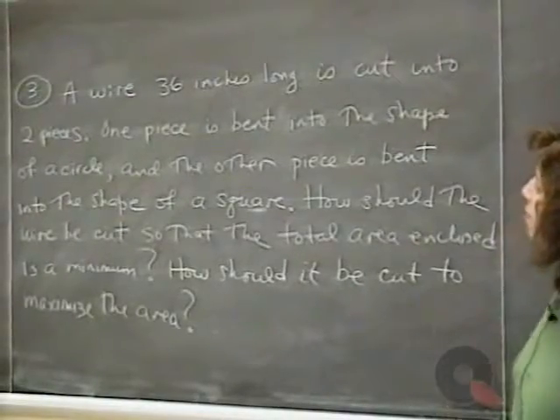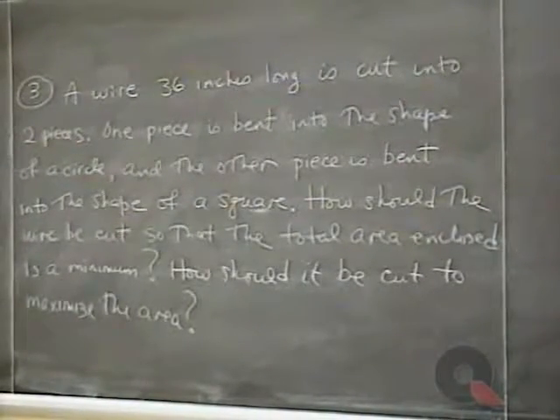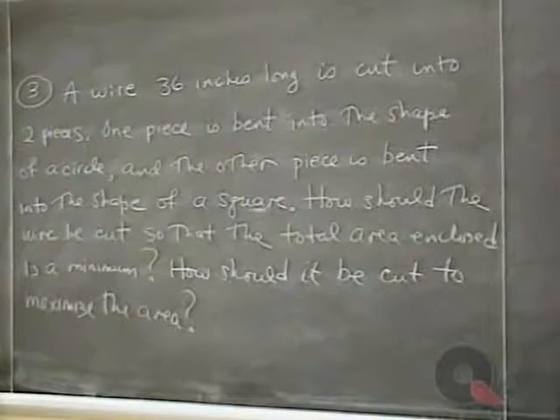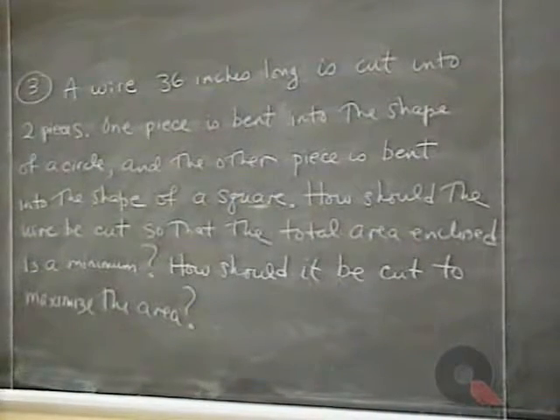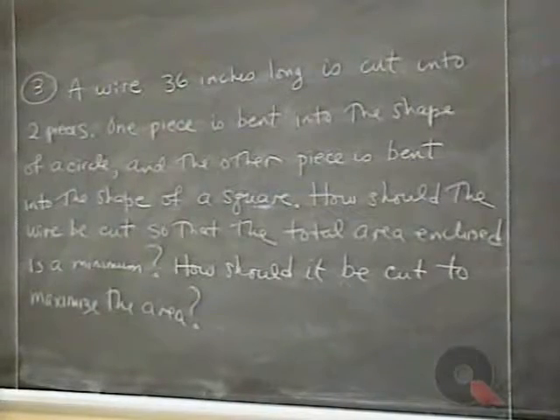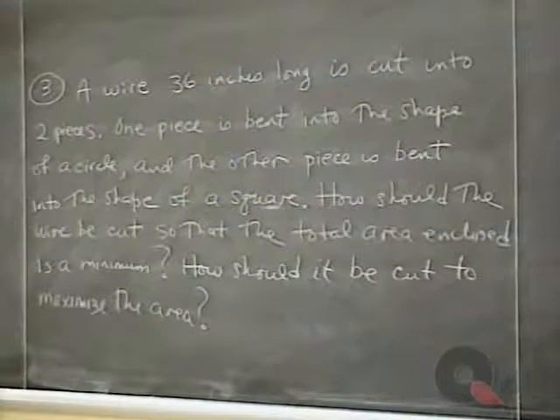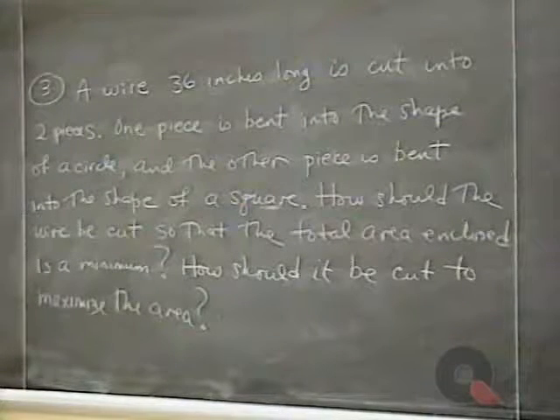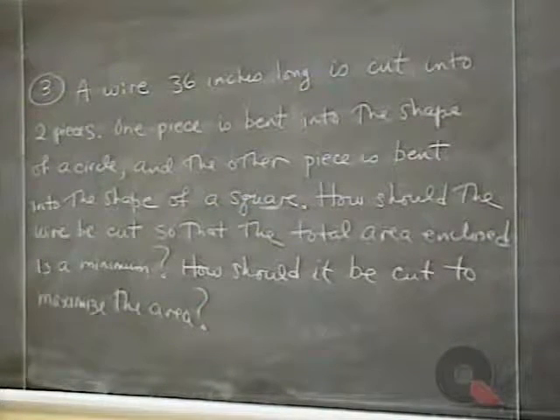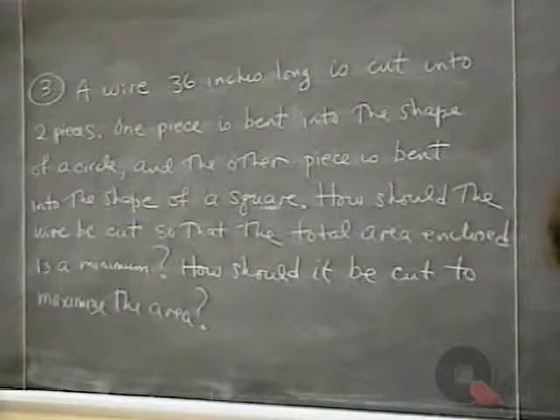Okay, in the third problem we have the following. A wire 36 inches long is cut into 2 pieces. One piece is bent into the shape of a circle, and the other piece is bent into the shape of a square. How should the wire be cut so that the total area enclosed, in other words by the circle and the square, is a minimum? How should it be cut to maximize the area?